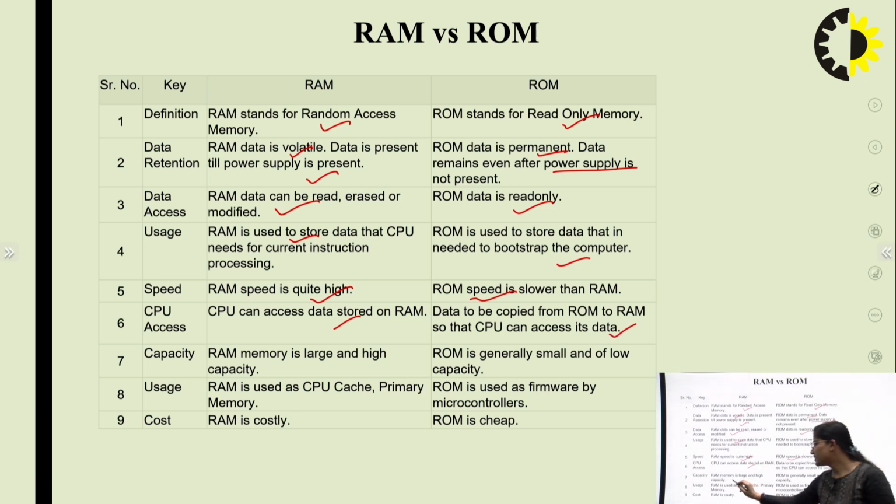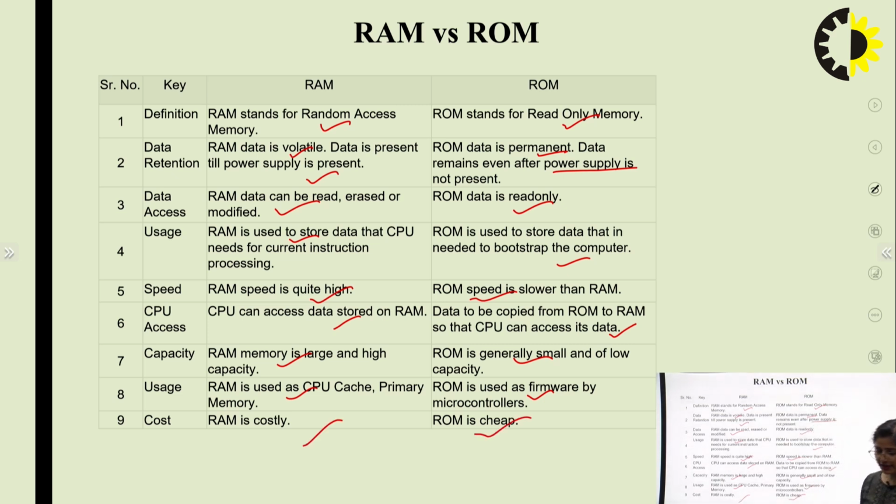The capacity of RAM is large and high, but the capacity of ROM is generally small and low, because we need only a few softwares that always run on the backend, and we know how much space we need in ROM. So the size of ROM is generally small. RAM is basically used as CPU cache memory or the primary memory, but ROM is basically used by your firmwares and microcontrollers. As we know, RAM is costly and ROM is cheap.